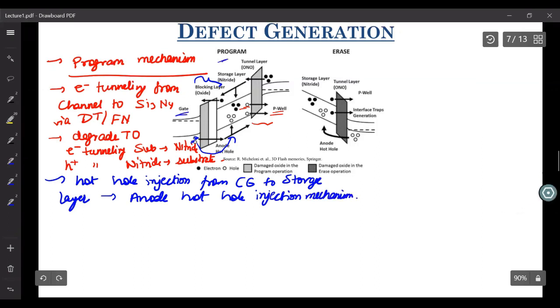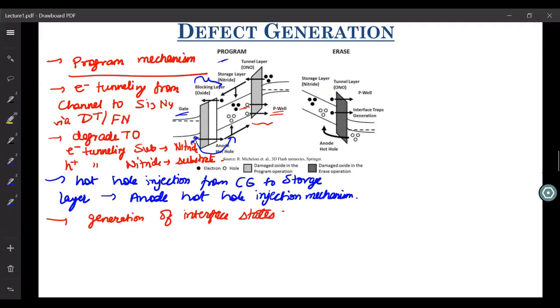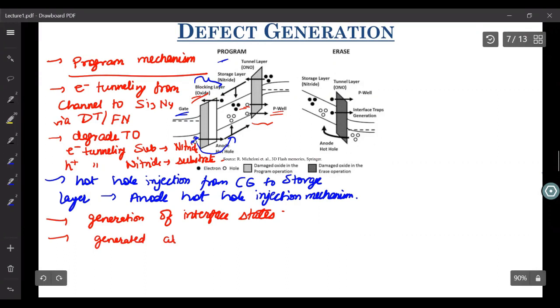Hot carrier injection in your NOR flash will lead to generation of interface states. Okay, and these interface states will in turn degrade the quality of your blocking oxide. Where are these interface states generated? These interface states are generated at the control gate blocking oxide interface.